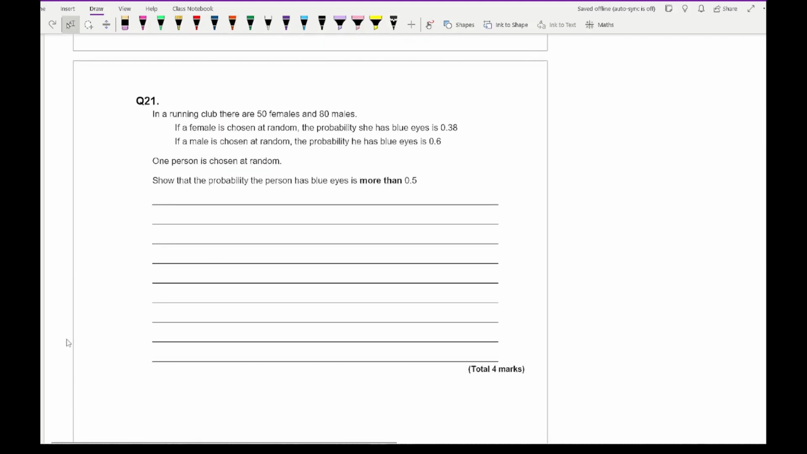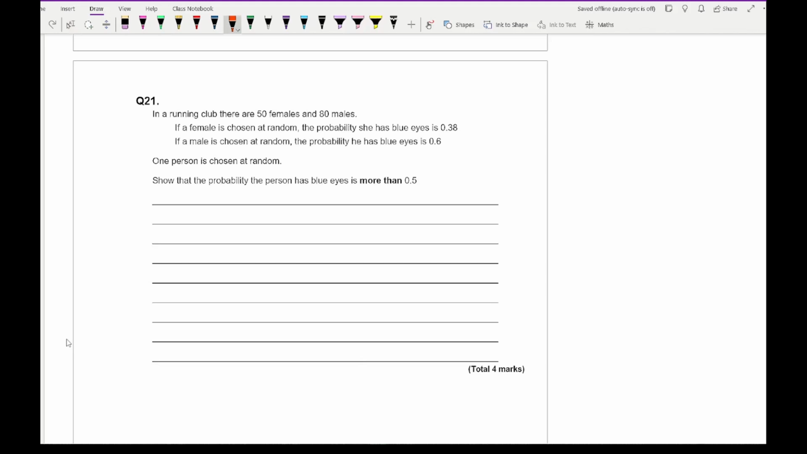Moving on to question 21, it says that in a running club there are 50 females and 80 males. If a female is chosen at random, the probability she has blue eyes is 0.38. If a male is chosen at random, the probability he has blue eyes is 0.6. One person is chosen at random. Show that the probability of a person who has blue eyes is more than 0.5.